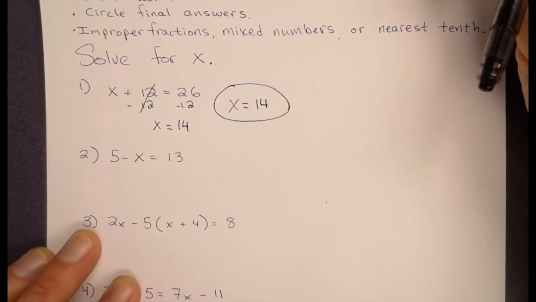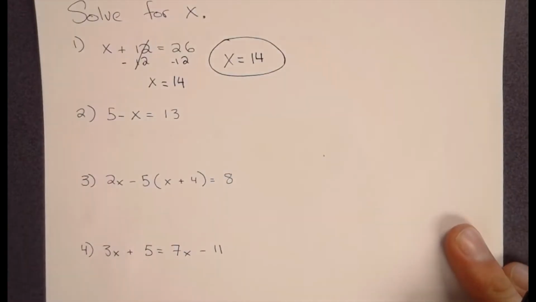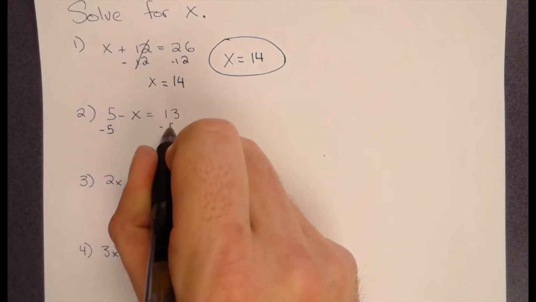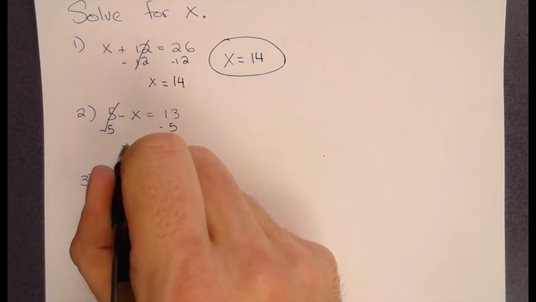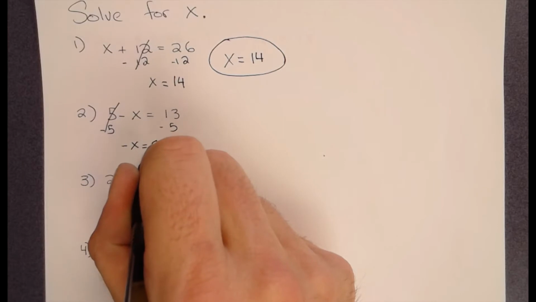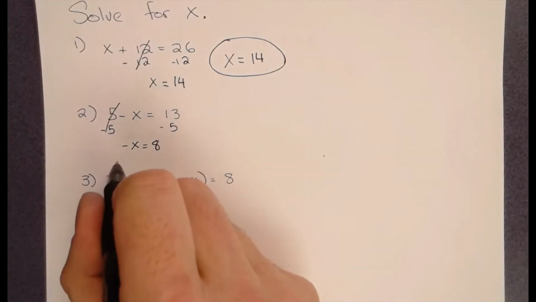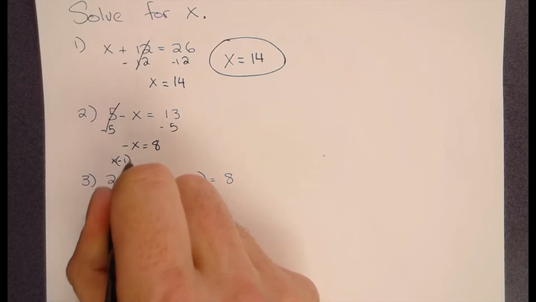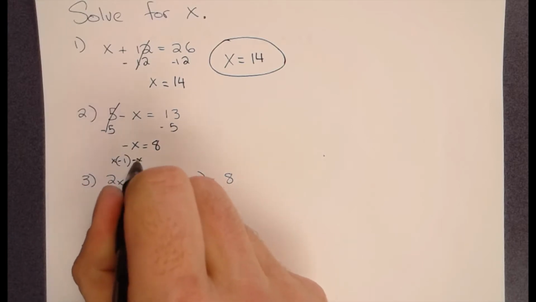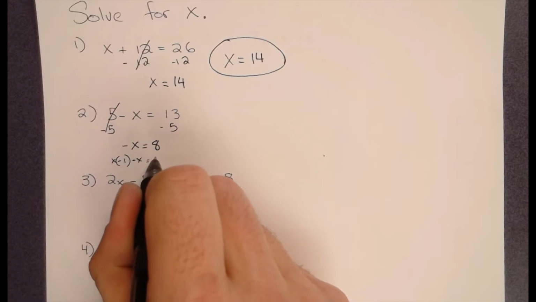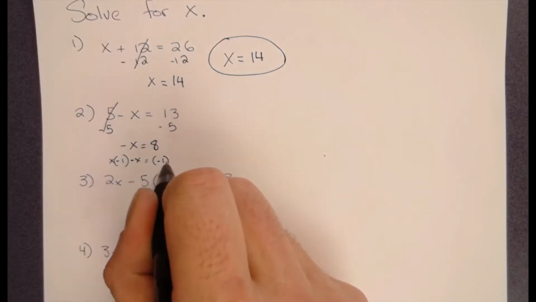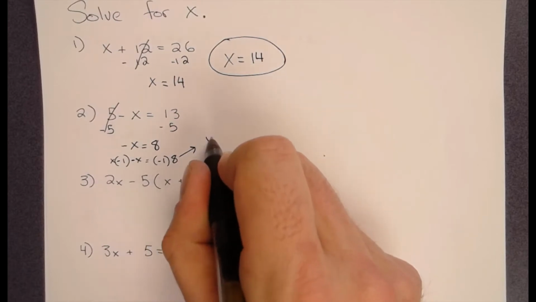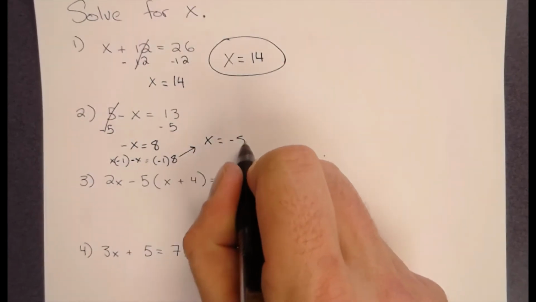Alright, now in this next problem, the negative symbol is actually attached to the x. The 5 is positive, so to bring positive 5 to the other side of the equal sign, we'll subtract 5 from both sides. Now we have negative x equals 8. So we're going to have to multiply both sides of the equation by negative 1. That'll get rid of negative x and turn it into a positive x, but whatever you do to one side, do to the other side, so positive x equals negative 8.